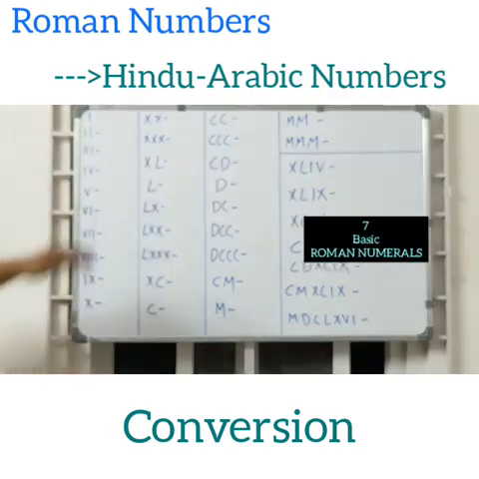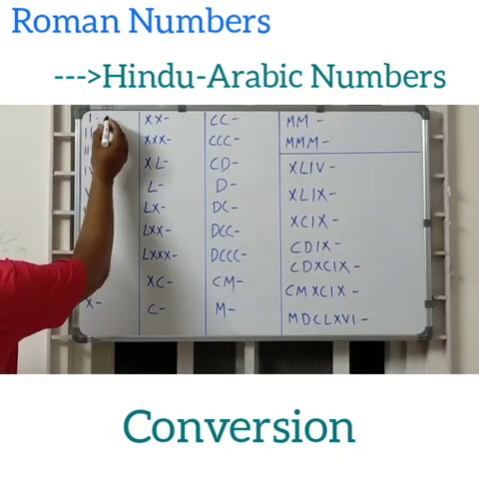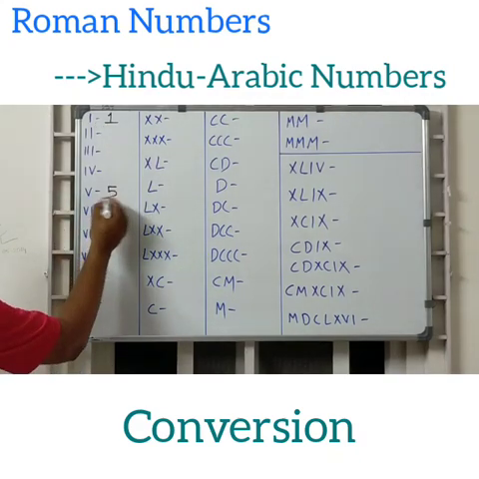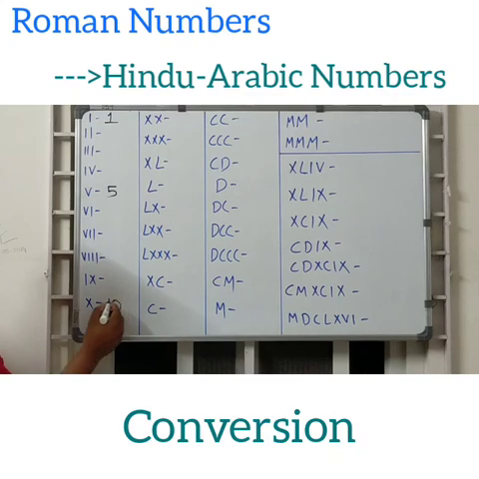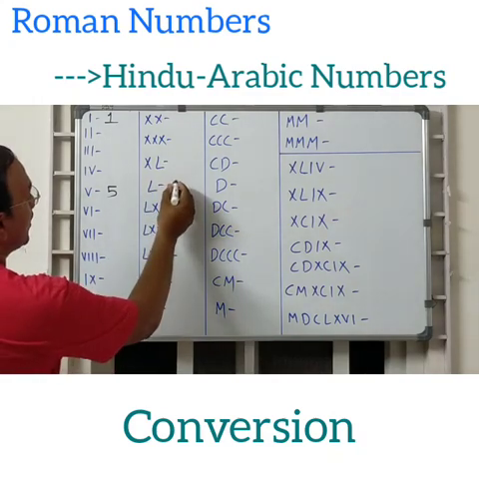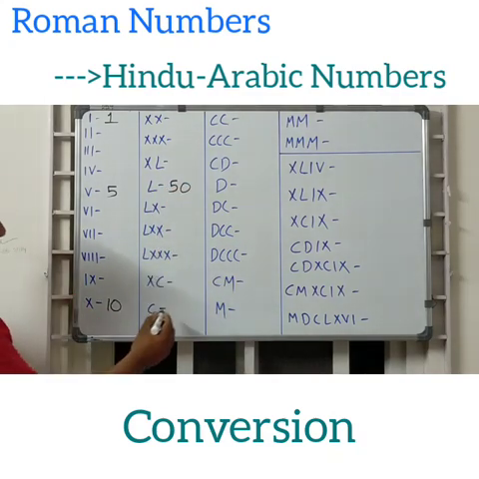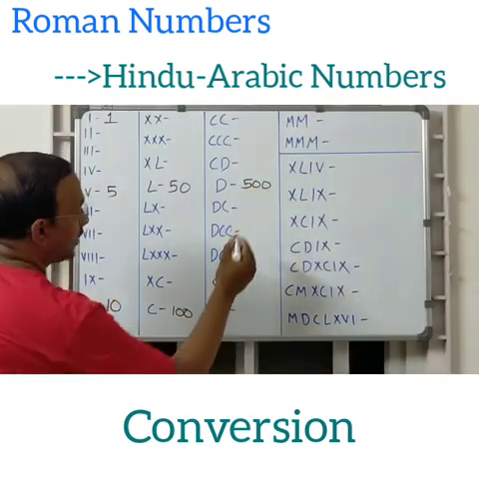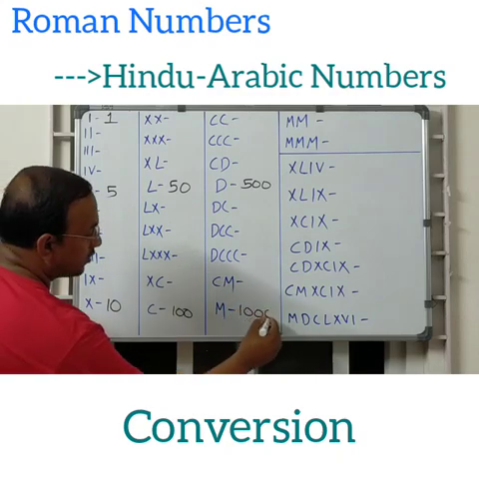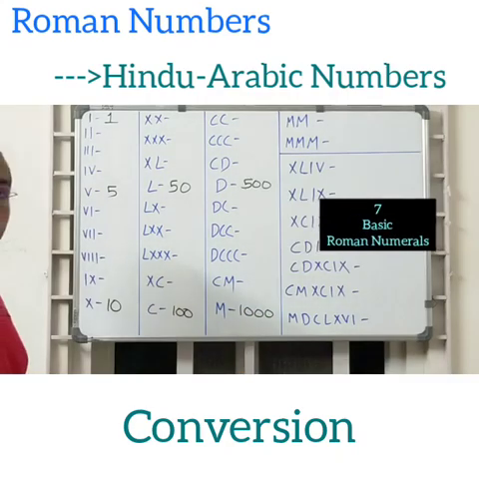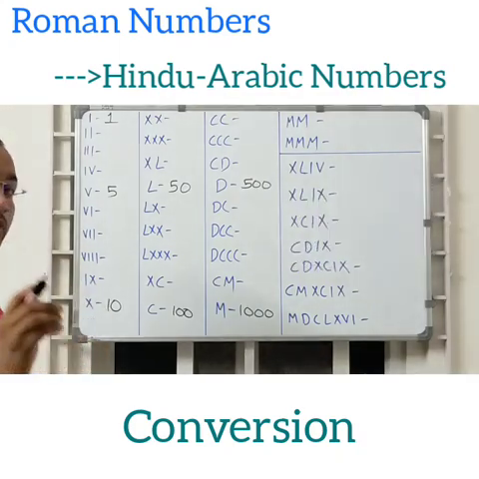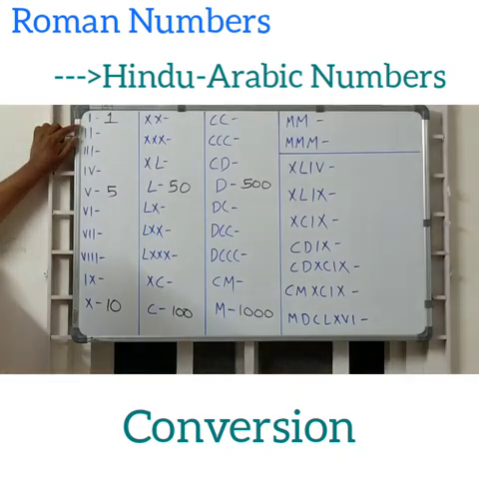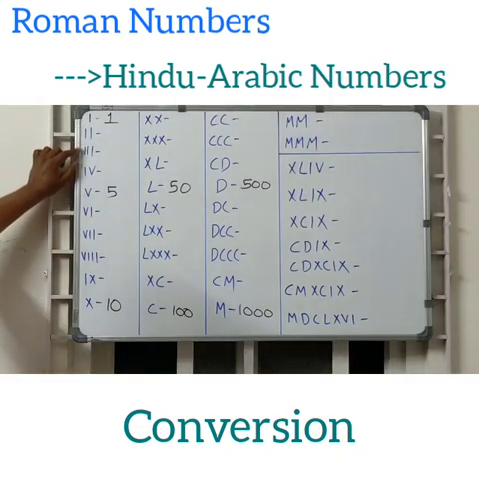What we have here, friends: I, its value is 1, and next V is 5, and X is 10, and then L is 50, and then C is 100, D is 500, and M is 1000. So we have first cleared all seven basic Roman numerals. This is the minimum knowledge we must have in our brains. Okay, friends? Now let us apply the rules one by one for the Roman numerals we have here.